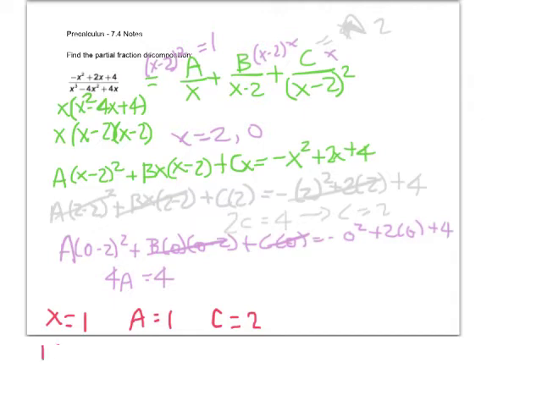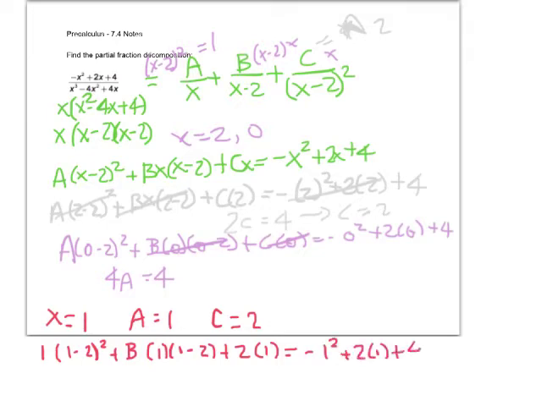So I'm going to have 1 times 1 minus 2 squared plus b times 1 times 1 minus 2 plus c times 1. And that's going to equal -1 squared plus 2 times 1 plus 4. So we're just going to solve this down: -1 squared is 1, plus 2 is 3, plus 4. So this over here is going to be equal to 5.